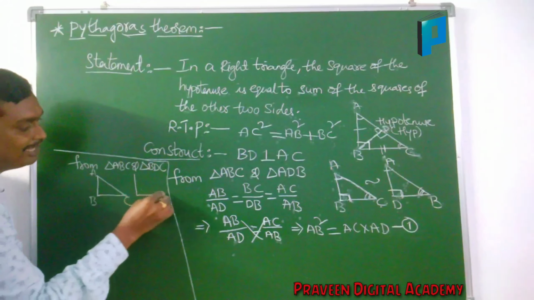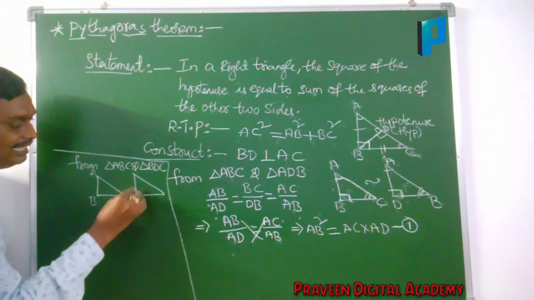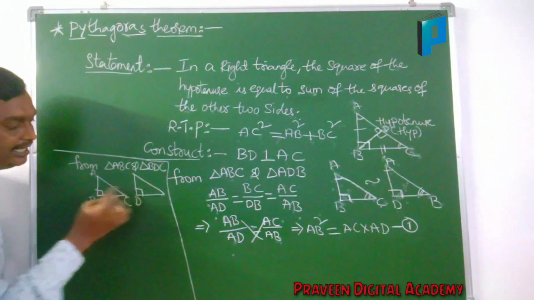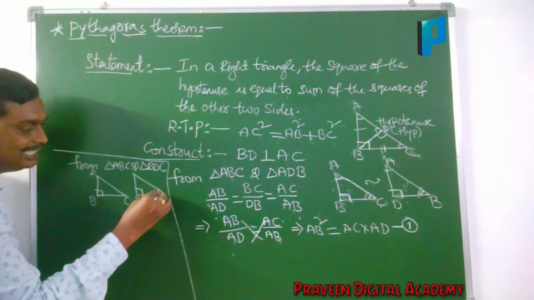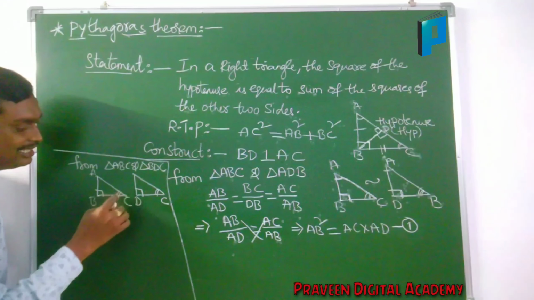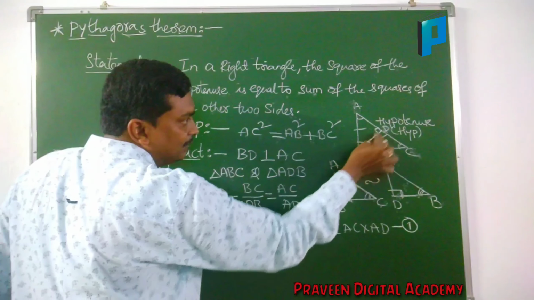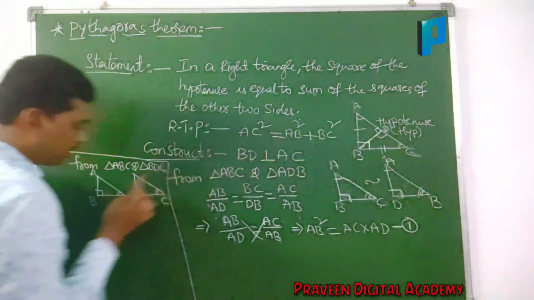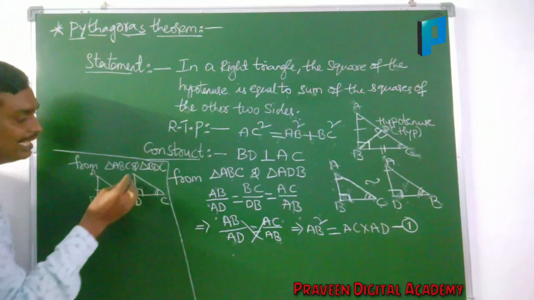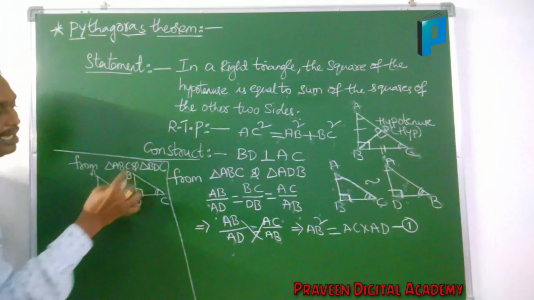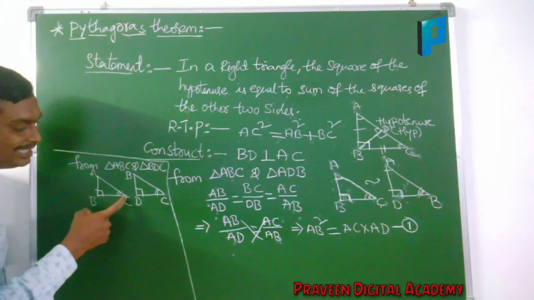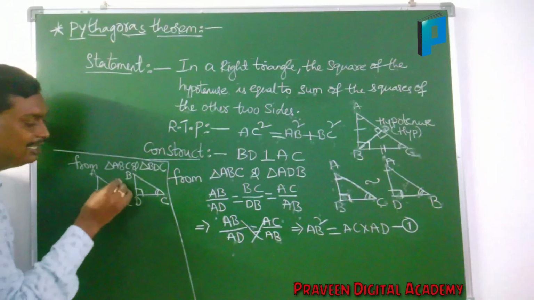Why? Because if you are having a triangle like this, angle D and angle B both are 90 degrees. Angle C is equal to angle C. Why? Because here in ABC also we are having C, in BDC also we are having C. So C is common. What is the other thing we will have here? B on the top. ABC is similar to BDC.